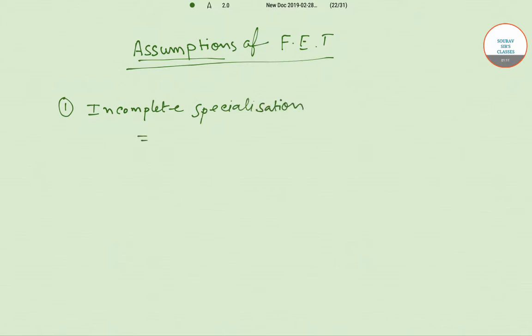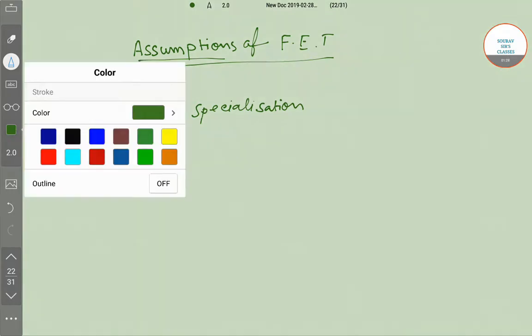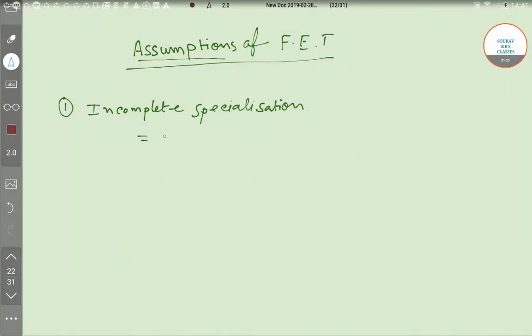So what is incomplete specialization? It is basically when both countries produce both goods. This assumption was made while deriving the wage and rental rates from the prices of clothes and food. So for this we need to remember: both countries produce both goods.